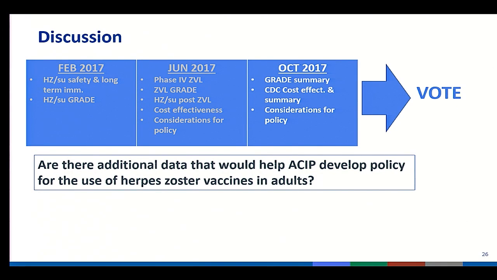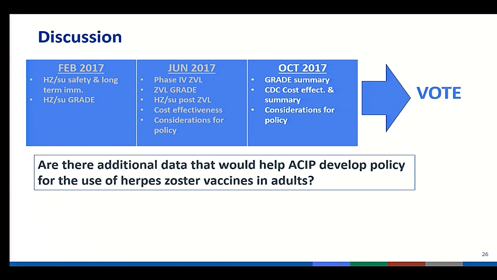So that concludes our presentation on herpes zoster vaccines considerations. Looking forward, in October, we will review a summary of the GRADE analyses of both vaccines, as well as a CDC cost-effectiveness model that you've already heard about. And indeed, considerations will be presented again. Also, an FDA licensure decision for herpes zoster subunit vaccine is expected prior to the ACIP October meeting.